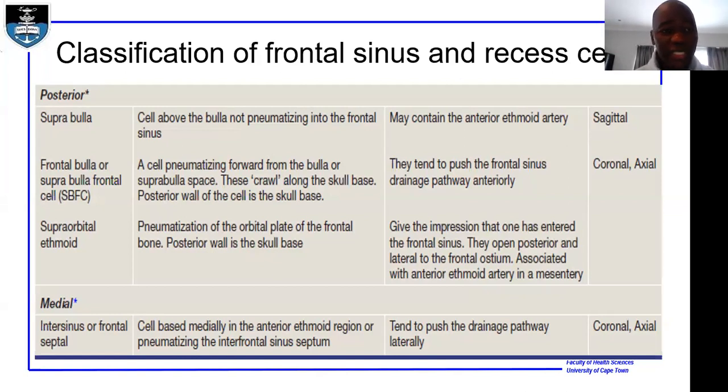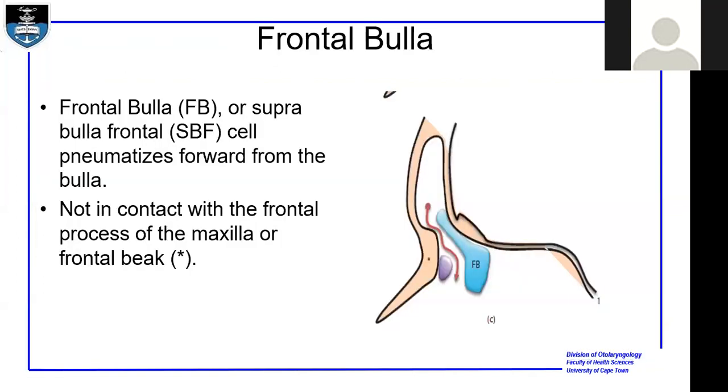And then you get a medial cell, which is the intersinus or frontal septal cell, which is quite rare. This is a cell that's placed medially in the anterior ethmoid region or pneumatizing into the interfrontal sinus septum, and it tends to push the drainage of the frontal recess laterally. So this is a diagram of the frontal bulla cell. As you can see, it's pneumatizing forward from the bulla, and it's not in contact with the frontal process of the maxilla, which is marked with an asterisk. And that red arrow is the drainage pathway of the frontal recess.